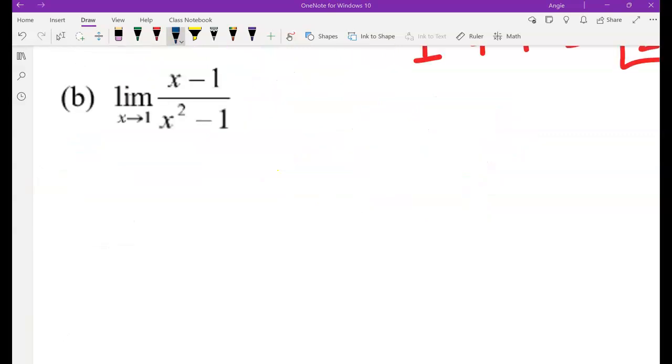Okay, B says find the limit as x approaches 1 of x minus 1 divided by x squared minus 1. So the first step, guys, when you're looking for the limit, you're looking for the y value. The first step is always easiest if we can see if we can plug it in. When x is 1, 1 minus 1 divided by 1 squared minus 1. Well, that's 0 over 0. That's not acceptable. We can't divide by 0, okay? So what we want to try next, students, is, hey, is it factorable?